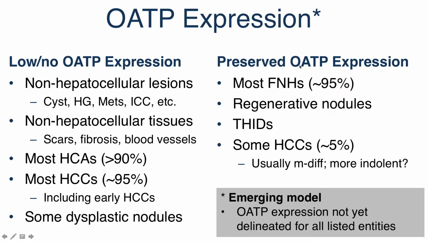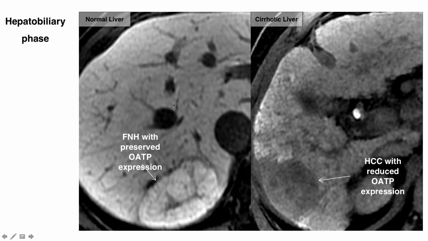These things have preserved OATP expression: most FNHs, regenerative nodules, most perfusion alterations, the underlying parenchyma will usually take up OATP, and about 5% of cancers. So these will look dark. These will look iso to bright, and these will look dark. So let's see what that looks like in the hepatobiliary phase.